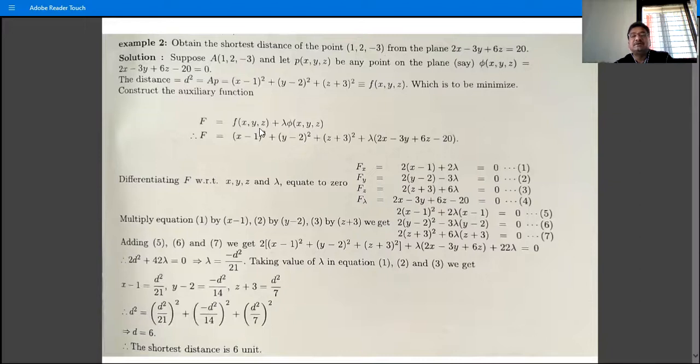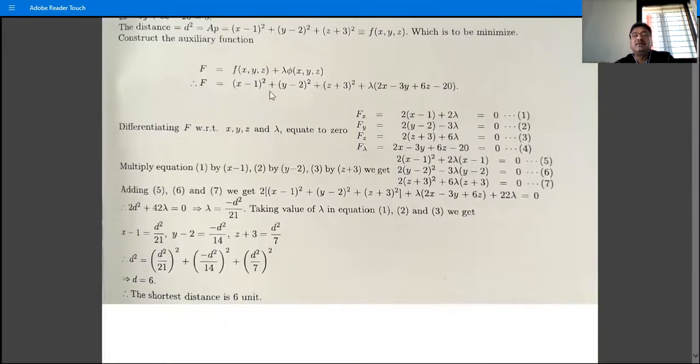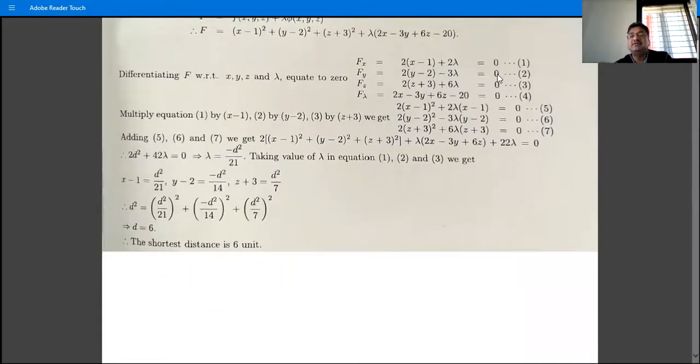So construct the auxiliary function, small f plus lambda into phi, and this is the function. Then differentiate with respect to x, y, z, lambda, and equating with 0, we get equations 1, 2, 3, 4. And then this procedure is applicable: find the values of x, y, z from equations 1, 2, 3, substitute in 4, find the value of lambda, and then we have the values of x, y, z. Or this other procedure is also applicable for the general problem capital Ax plus by plus cz plus d equal to 0.